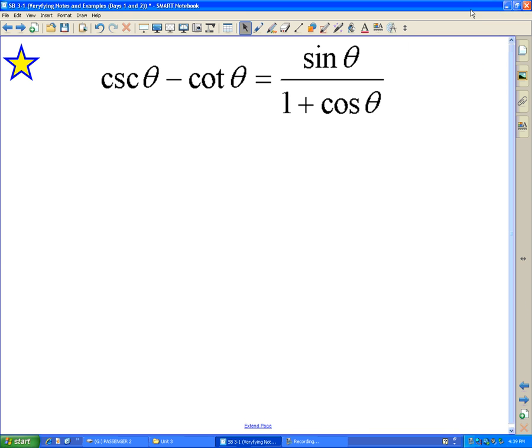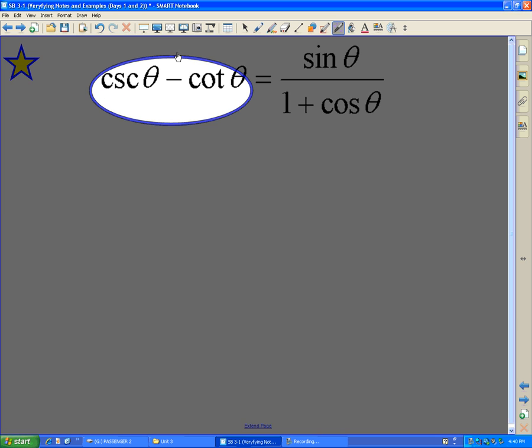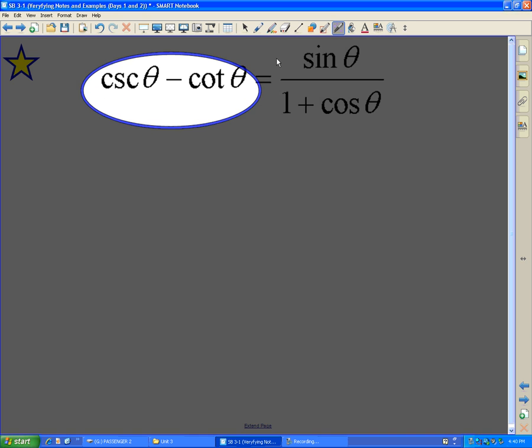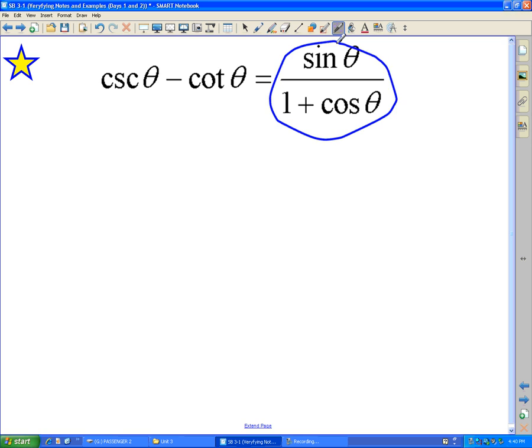So we want to do some more verifying examples here. This first one looks a little tricky. You have two functions on the left that don't look anything like the two functions on the right. But here's what I do notice structurally. I notice that whereas on the left side I have two different terms, on the right side I only have a single term.